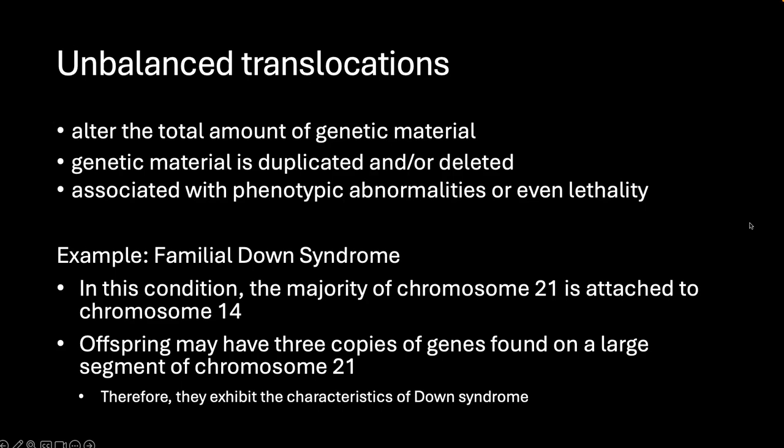Translocations are often most impactful on the phenotype when they are unbalanced. When this happens, some genetic material is usually duplicated or lost. An example of this is familial Down syndrome. This is caused by a translocation where most of chromosome 21 is attached to chromosome 14. An individual that has this arrangement can be unaffected, but produces a high percentage of abnormal gametes.